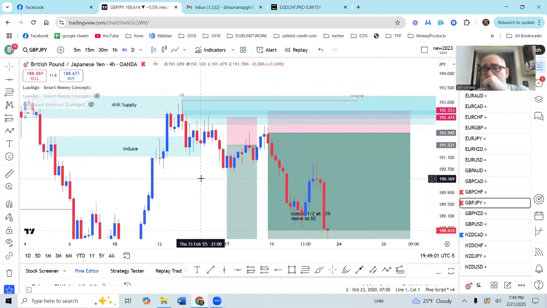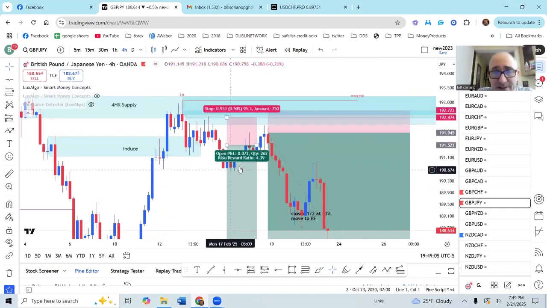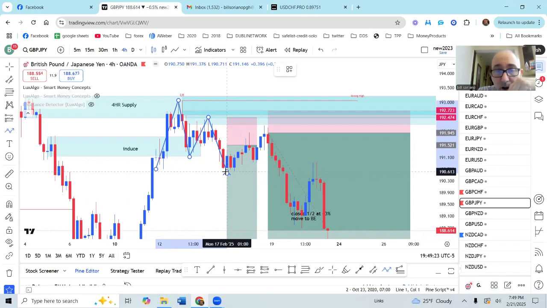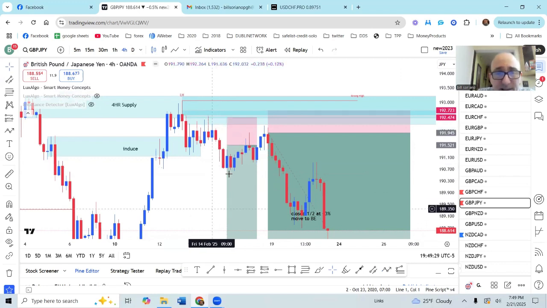Now, if we don't catch it, then you get a second move down here, right? And some people may say, well, that's actually where you got the change of character, right? When this moved down to here, right? And you get the change of character right there from that break of structure coming down. So that could be the case.